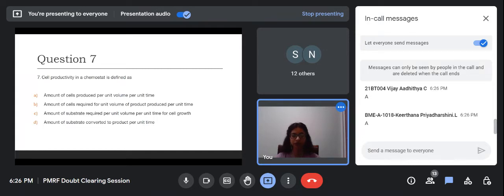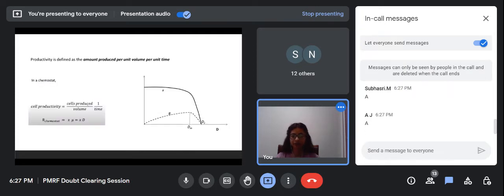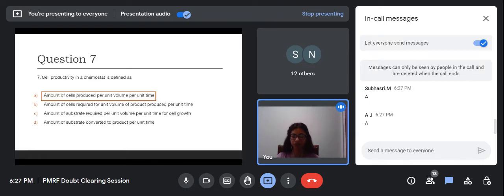A. Okay. Any other answer? Right. The answer is, in fact, productivity is defined as the amount produced per unit volume per unit time, and that is option A. So you guys are correct. The answer is amount of cells produced per unit volume per unit time.